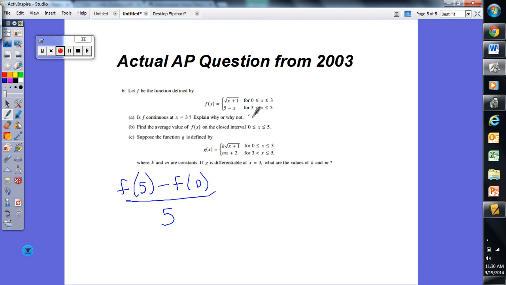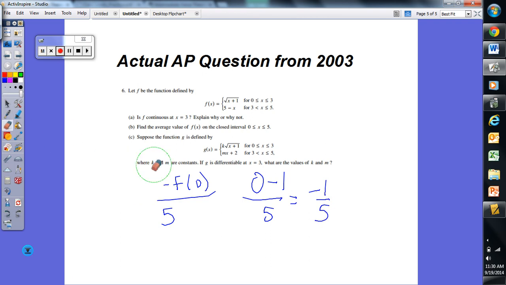So what is f of 5? Well, we can evaluate that down here. That's 0. What is f of 0? Plug in 0, you get 1 all over 5. So the average value is -1/5. The last part's hard, and these are the ones that show up a lot.